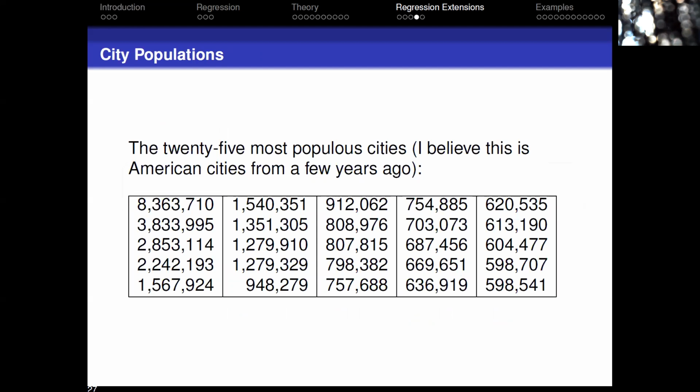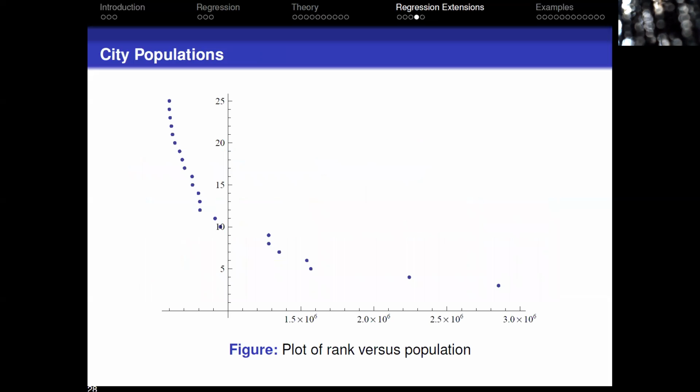So here, populations from many years ago, 25 of the most populous cities in America. It often depends on how you define a city. Are you talking about the downtown, the metropolitan area, whatnot? And I can plot them. And if I plot them, it does not look linear. So I'm plotting the rank of the city versus its population. So this is the most populous, second most populous, third most populous, and so on.